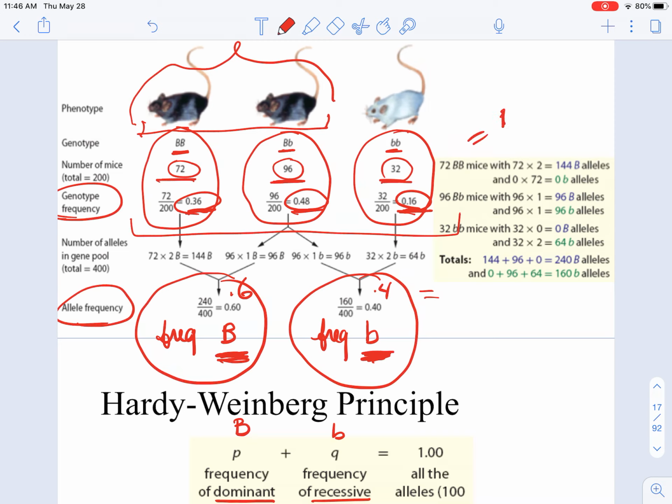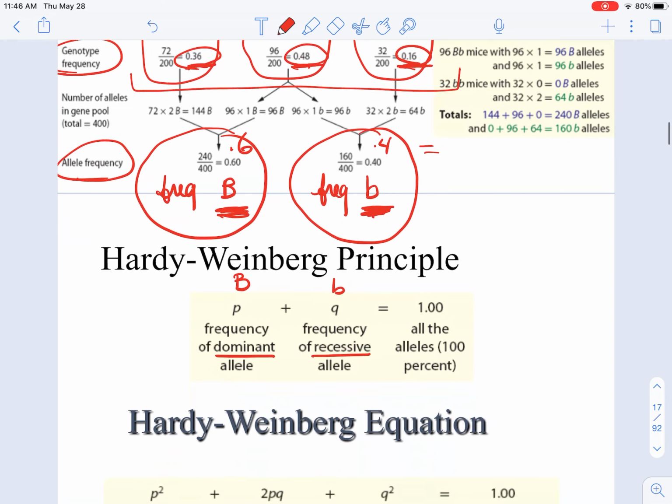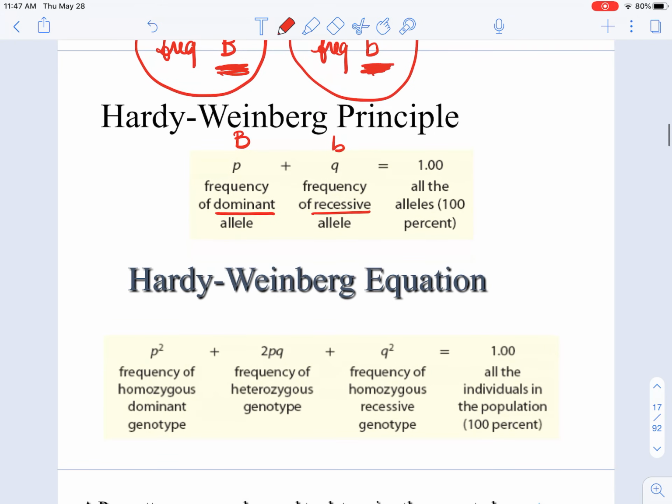And these 36, 48, and 16 also equal 1 or 100% because of the three genotypic frequencies, there are only those three genotypes. So they have to equal 1 if you're doing it in numbers like 0.48, numbers that are less than 1, they will add up to 1. If you're using them as whole numbers, 36%, 48%, and 16%, they'll add up to 100%.